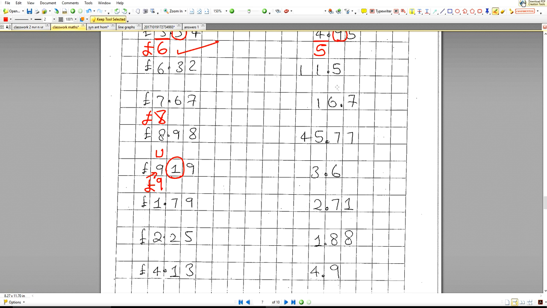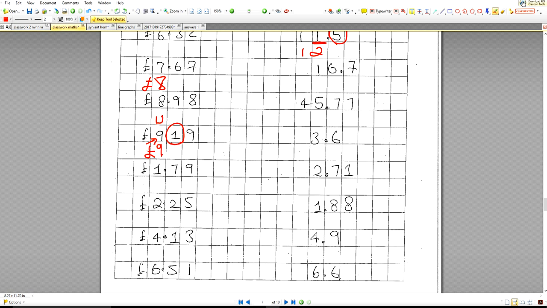So 11.5 becomes, so there's your whole number here, the units. You look at the next one. Because it is 5, you add 1 to the 11, so 11.5 to the nearest whole number is 12. Now, I'm going to pause the video so you get a chance to do the following questions.